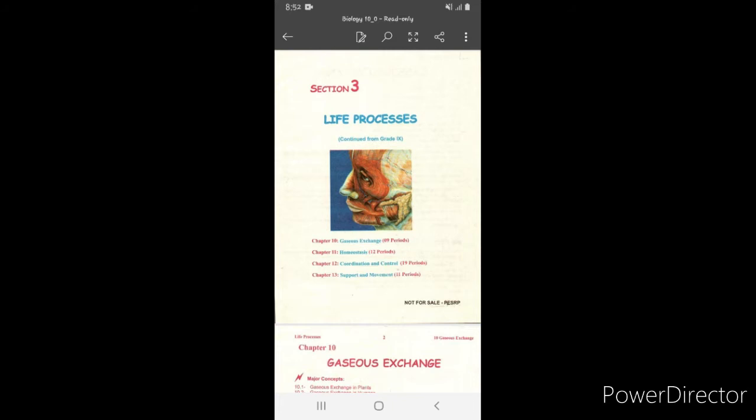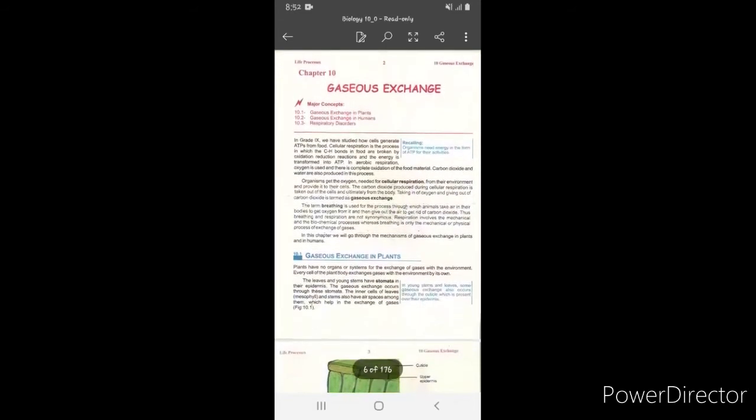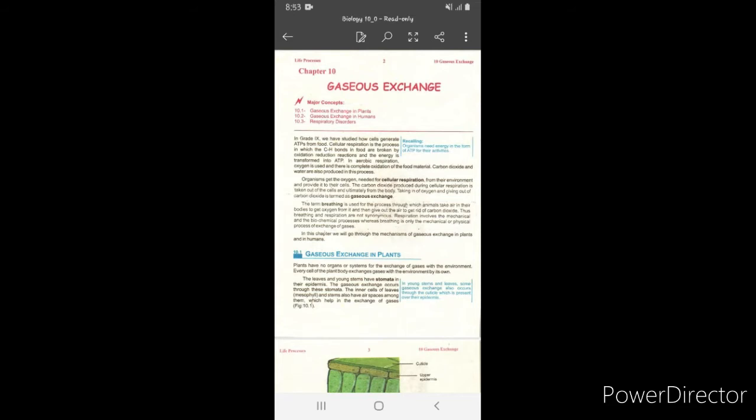In this section, we discuss 4 different chapters, one by one. First is gaseous exchange, second homeostasis, third coordination and control, fourth support and movement. First, we discuss gaseous exchange. Gaseous being different types of gases, exchange means interchange. The interchanging of gases from animal body or human body to the outside environment is called gaseous exchange.